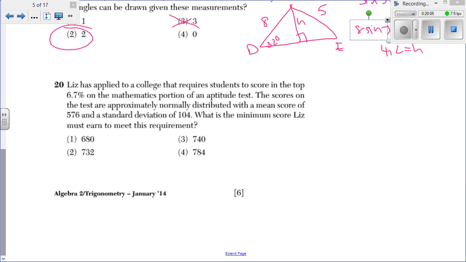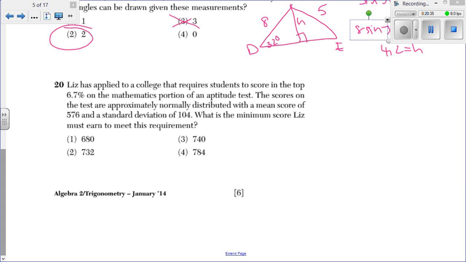Okay, for number 20, this is applied to a college that requires students to score in the top 6.7% on the mathematics portion of an aptitude test. The scores on the test are approximately normally distributed with a mean score of 576 and a standard deviation of 104. What is the minimum score Liz must earn to meet this requirement? Well, there are a couple different ways we can do this.